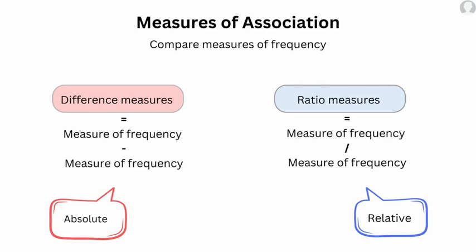Difference measures are called absolute measures because they tell us about the absolute difference in the number of cases between the exposed and unexposed groups. Ratio measures are called relative measures because they tell us how many times higher or lower the frequency is in one group compared to the other.